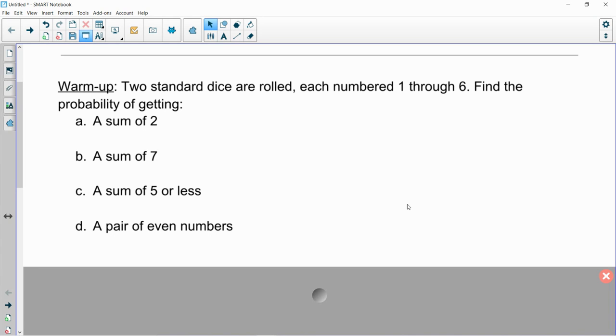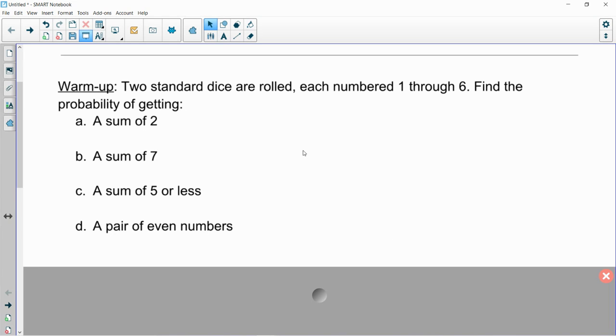Okay, we're back. Hopefully you were able to make your way through the 4 parts to our question. Let's take a look at what we have. 2 standard dice are rolled, each side numbered 1 through 6. What is the probability of getting a sum of 2, a sum of 7, a sum of 5 or less, a pair of even numbers?